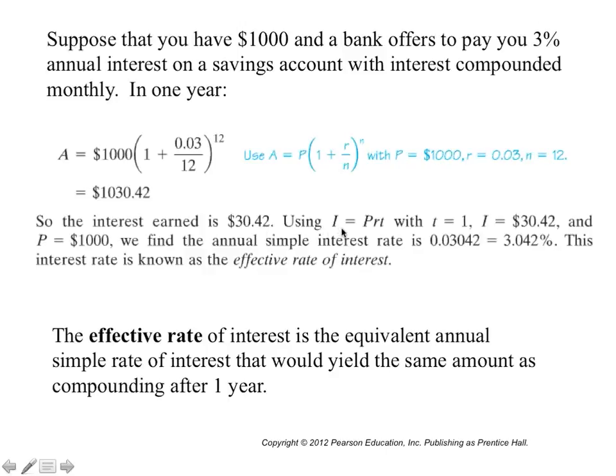If we use the formula I equals PRT, where our time is just 1 year, the interest that we earned is $30.42, and the principal is $1,000. If you solve that, you get a simple interest rate of 0.03042, or 3.042%. That interest rate is known as the effective rate of interest. It's the equivalent simple interest rate that would yield the same amount as compounding after 1 year. So when we have 3% interest compounded monthly, that would be the same thing as simple interest at 3.042%.